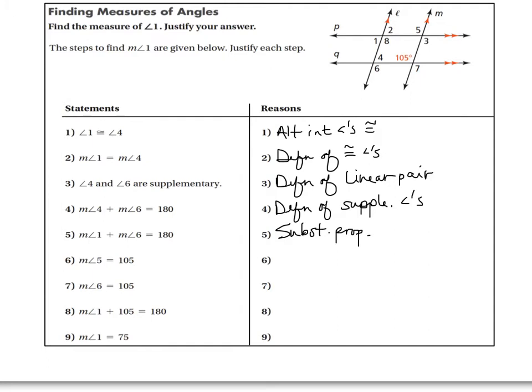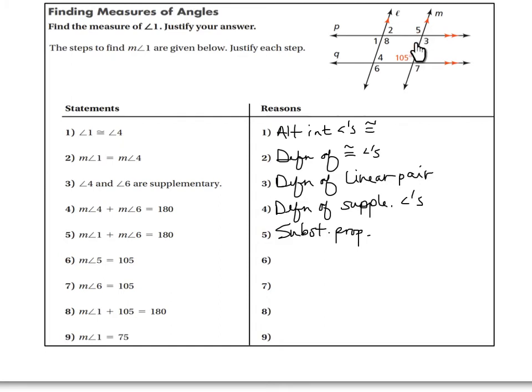Now, we go back now all of a sudden to step 6, and step 6 says the measure of angle 5 is 105 degrees. Well, it doesn't have anything to tie into 4 or 5 stepwise. So I've got to go back and look up at the picture. If I look at the picture, I see that 105 is right here, and I see that angle 5 is right here. What type of angles are those?